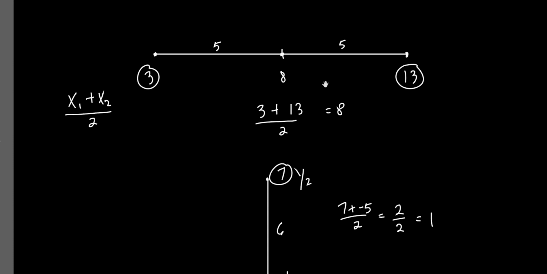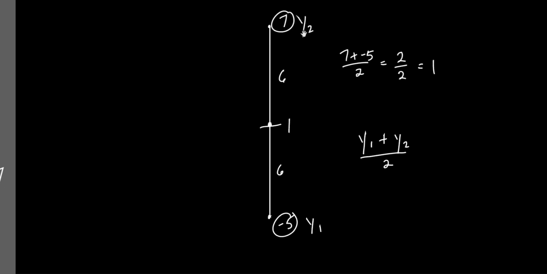If you're going in the x direction, how do you find the midpoint of the x direction? x1 plus x2 divided by 2. If you're going in the y direction, how do you find the midpoint of the y direction? y1 plus y2 over 2. So now, here's what we're going to do.